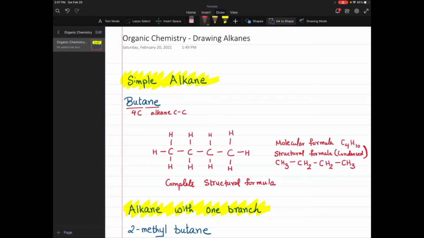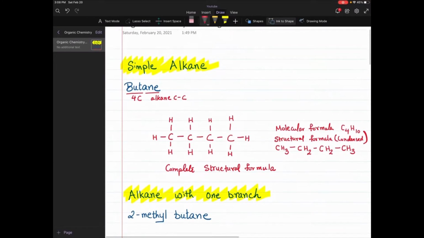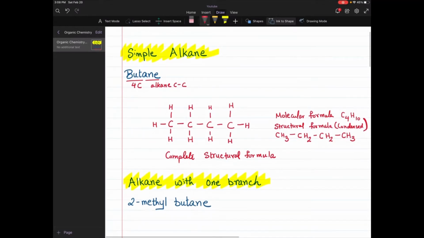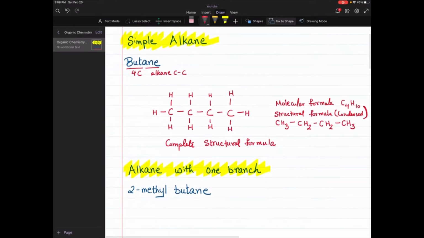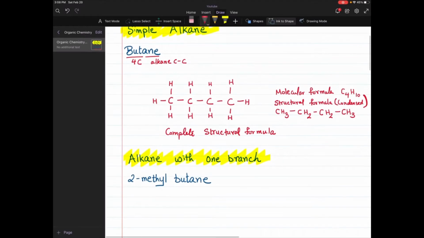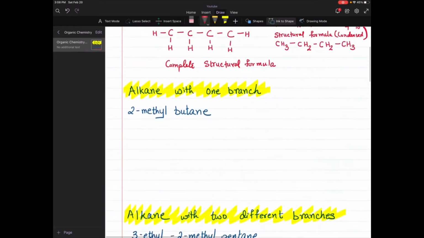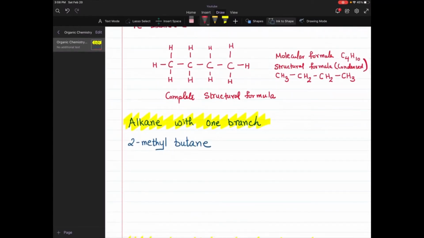In the same way, you can draw pentane, hexane, or heptane, because the first part will indicate the number of carbons and the last part will tell us about the family of the compound, which is an alkane. The second one I have for you over here is when an alkane has a branch. So something is attached to our alkane, and a name for that one, so I'll move this up, will appear to be like 2-methyl butane.